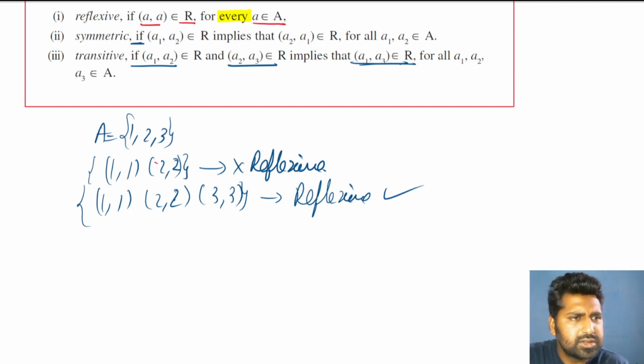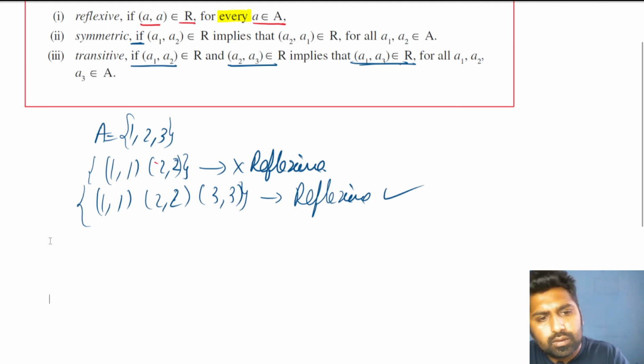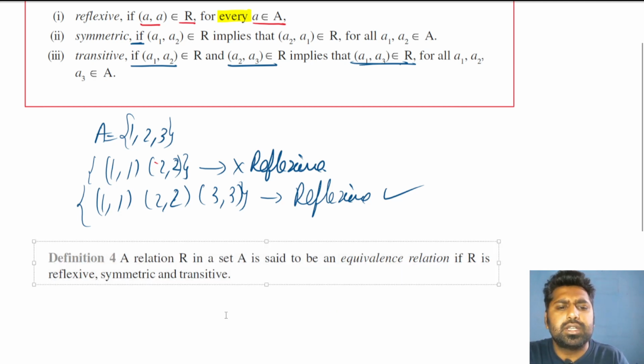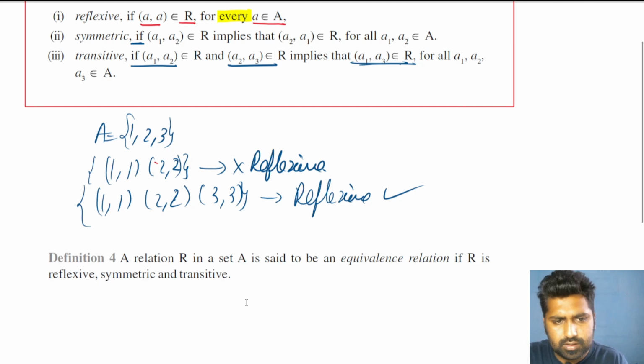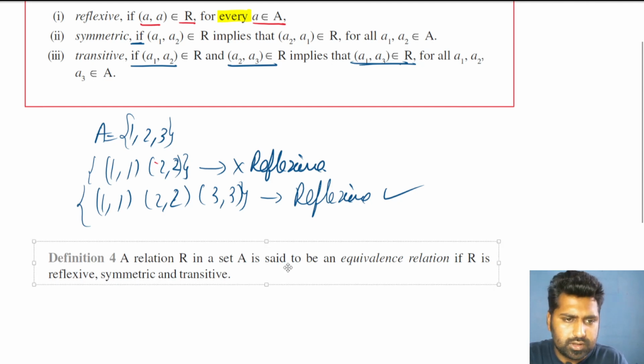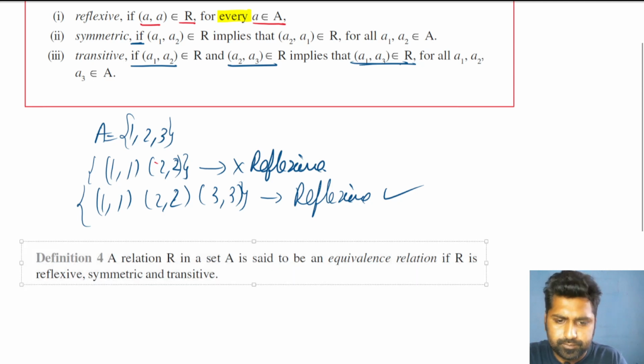Also, one more definition. If a relation is reflexive, symmetric and transitive, meaning all three relations are satisfied, it is called an equivalence relation.